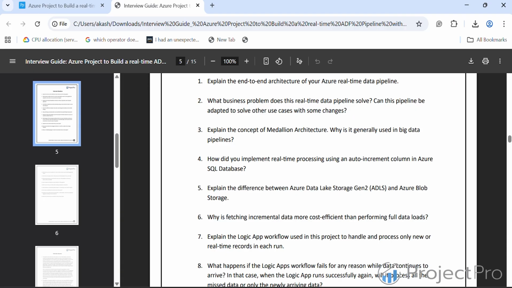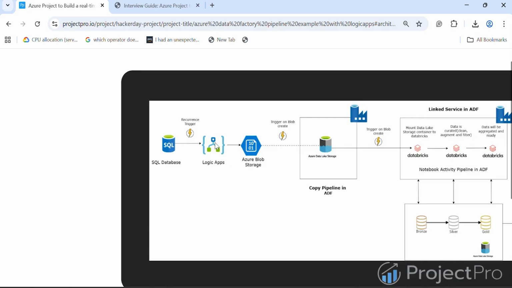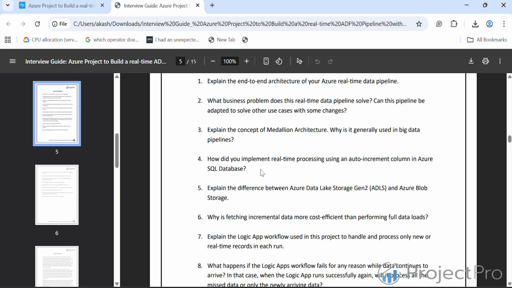You can also use those tools here, but in order to avoid using that tool inside the pipeline, we have used a new auto-incremented column. You just need to run a query in your database, and then whenever a new record gets inserted, this auto increment column will help you identify the new rows that were appended after the last processed ID. Then we have the difference between Azure Data Lake Storage and Azure Blob Storage.